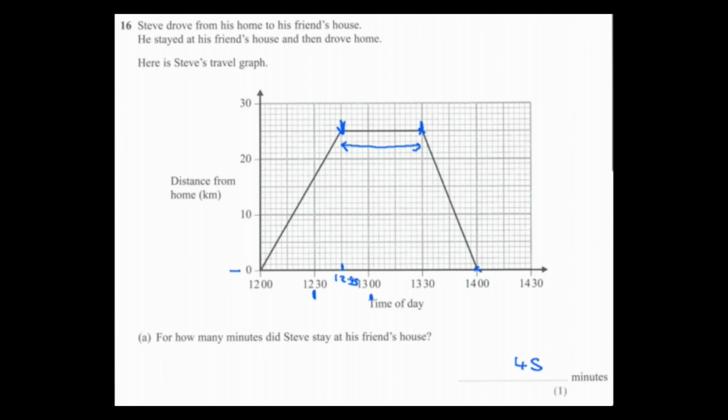Alternatively, you could look at the scale here and realize that each of 2 boxes is 30 minutes. Therefore, 1 box is 15 minutes. So we have 15, 15, and 15, add them together, once again we get 45 minutes. Let's move on to the second part of this question.